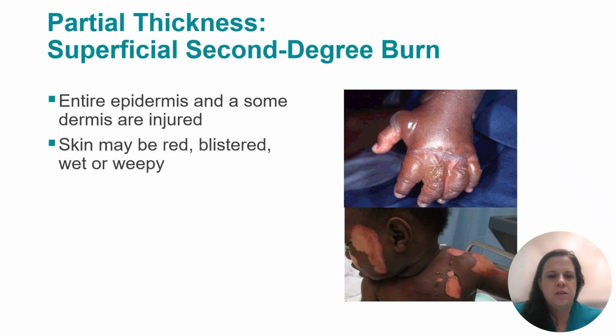Your partial thickness burns or superficial second-degree burns are burns that expand over the entire epidermis and part of the dermis that are injured. The skin may be red, blistered, wet, or weepy. These are often your hot water burns, your scalds. They form blisters. They have good blood flow, but these burns hurt a lot because those nerve endings are damaged, but they are still very much intact.